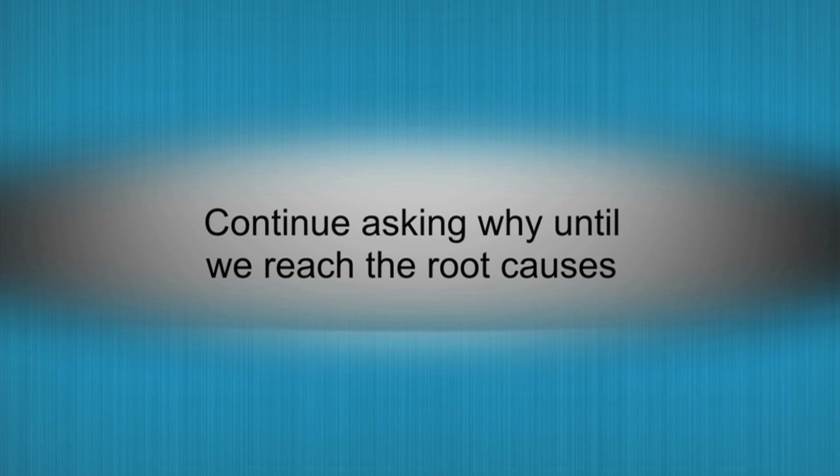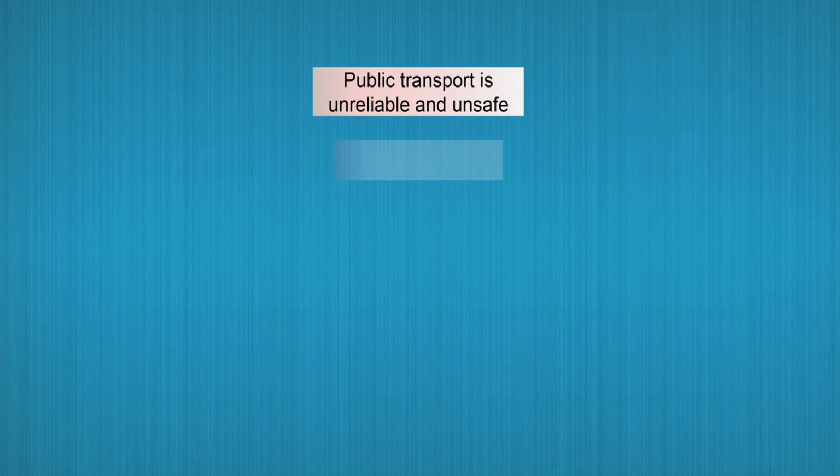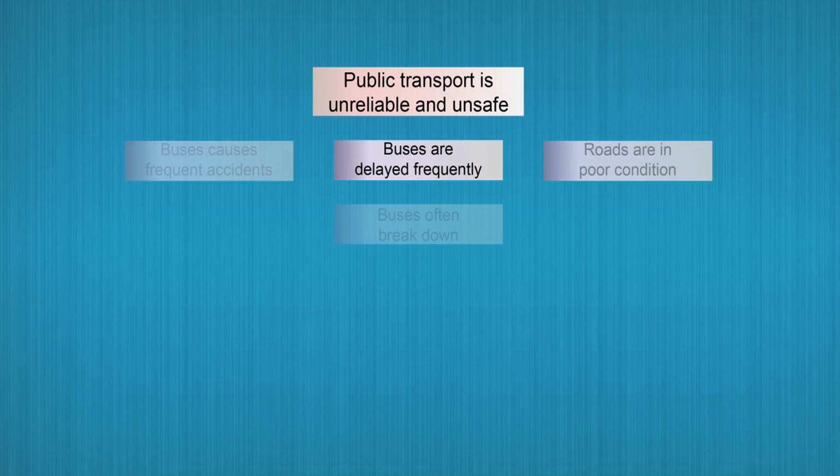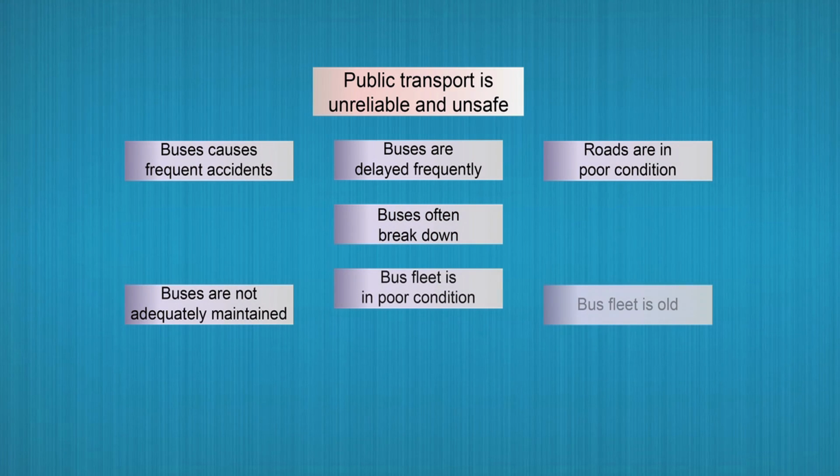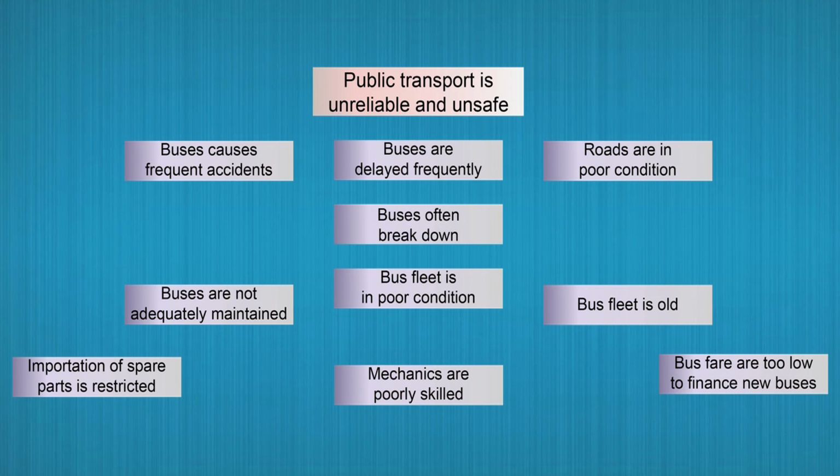Step 4. Continue asking why until we reach the root causes. For each direct cause, continue asking whys. Broaden the problem tree as you work downwards until you reach very specific root causes. The number of problems at each level is not restricted. It is determined by the nature and complexity of the starter problem, earlier identified.